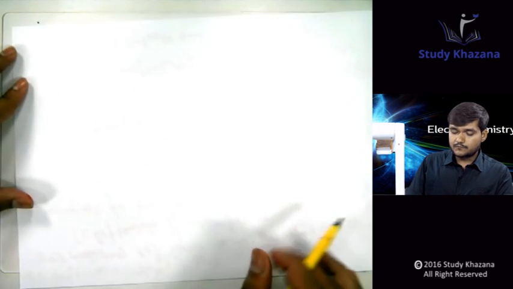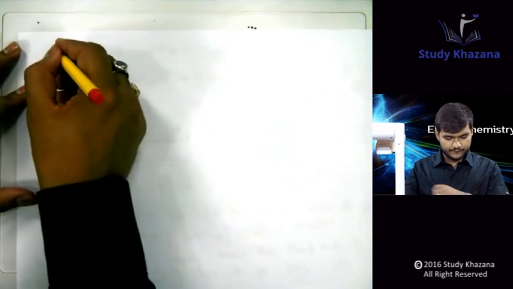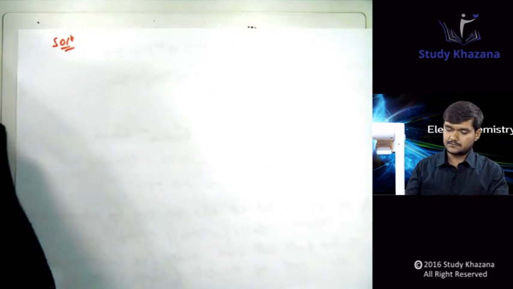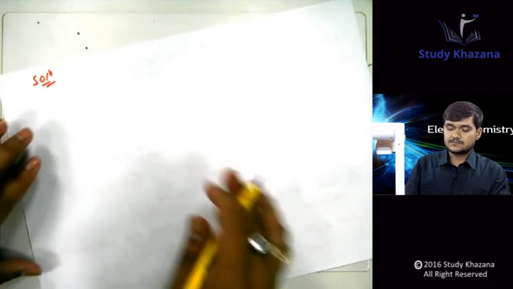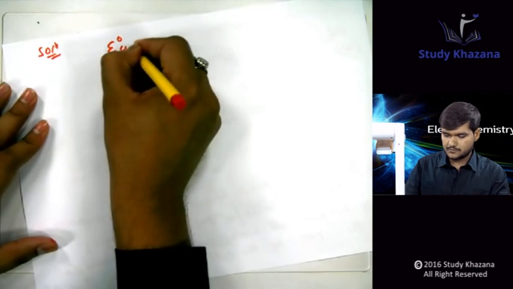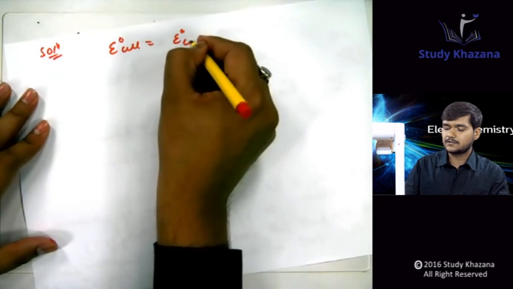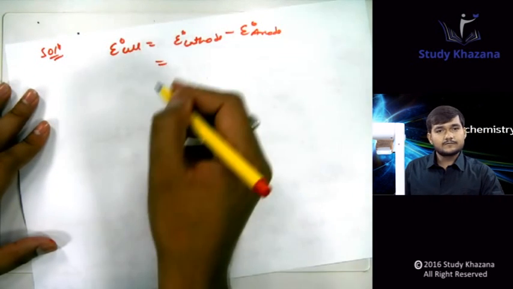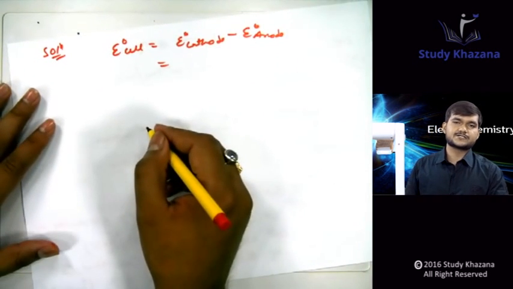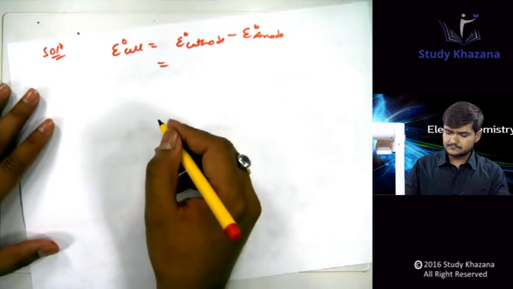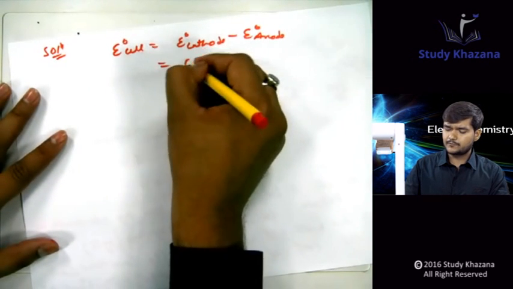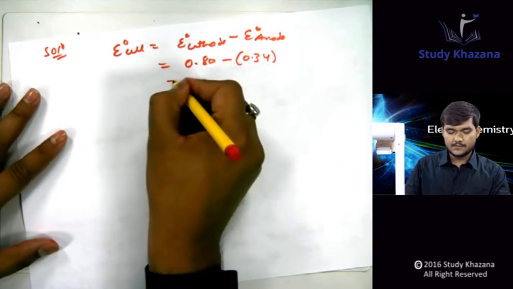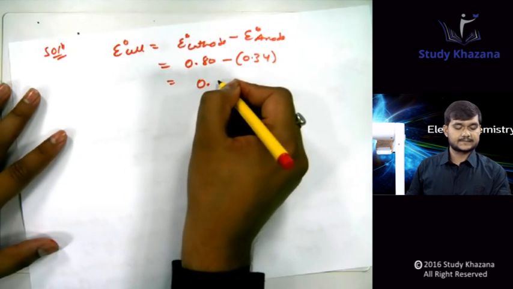So what could be the possible solution for this? E0 cell is E0 cathode minus E0 anode. Now what is cathode here? Your silver is your cathode. By the cell representation you can easily see. So 0.80 volt minus 0.34 volt will give you the value of plus 0.46 volt. So this is your answer.